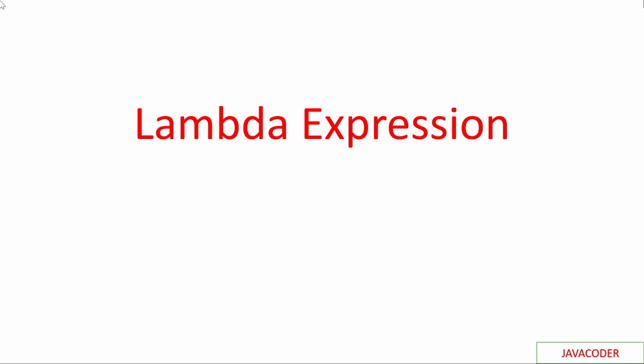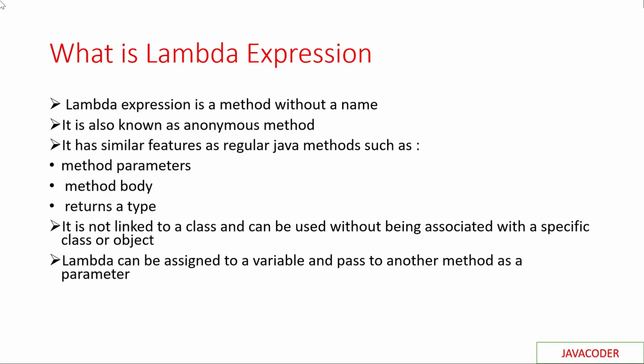So today we are going to discuss lambda expressions. So let's start with lambda expressions. A lambda expression is a method without a name, and it is also known as an anonymous method. It has similar features to regular Java methods, such as method parameters, a method body and a return type. And one more important point about lambda expressions is that they are not linked to any specific class or object, and can be assigned to a variable and passed to another method as a parameter.